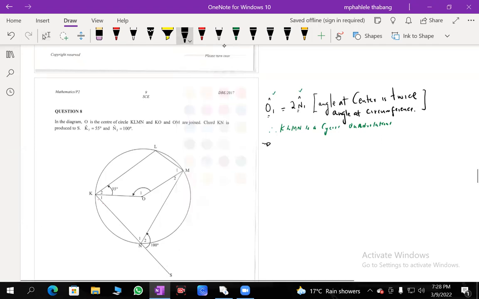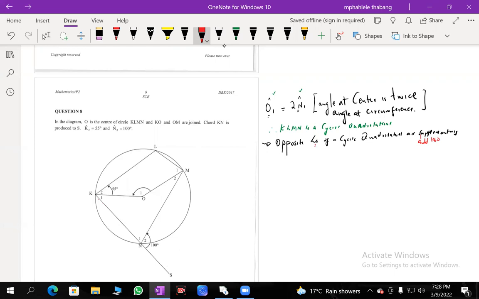Opposite angles of a cyclic quad are supplementary. They add up to 180. Good. Opposite angles of a cyclic quadrilateral are supplementary. They are not equal, Lebogang. When we say supplementary, we mean they add to 180. If you add opposite angles of a cyclic quad, you should get 180.